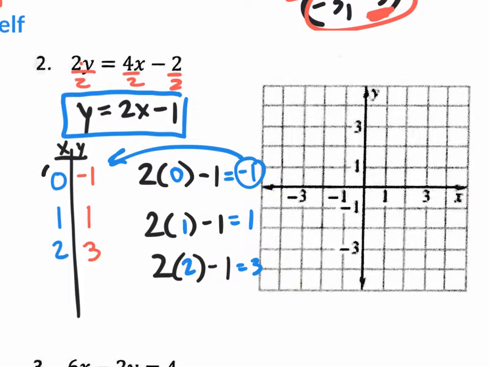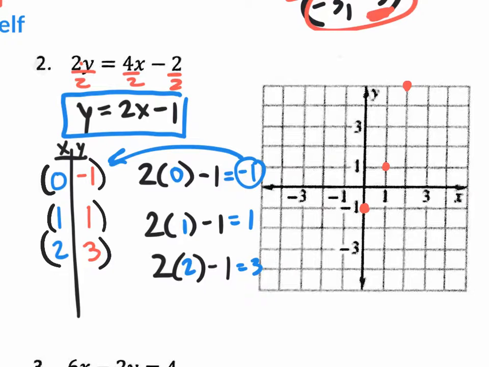These are coordinates. So let's graph them. 0, negative 1. 0 on the x, negative 1 on the y. There it is. 1, 1. There it is. And 2, 3. There it is. Did I do that right? No. How do I know I didn't do it right? It doesn't line up. So I made a mistake somewhere.